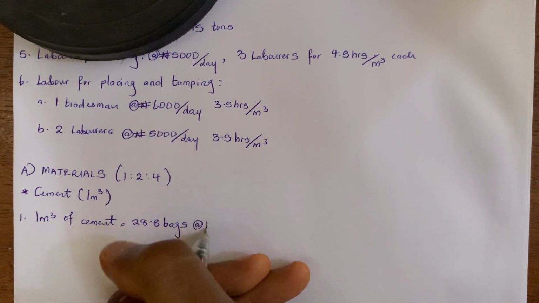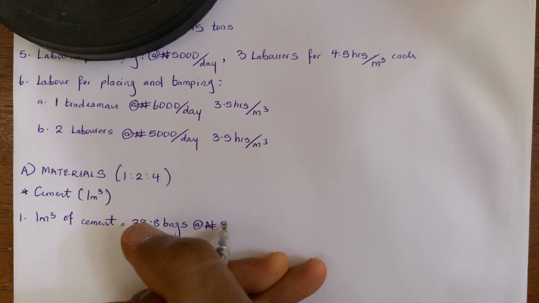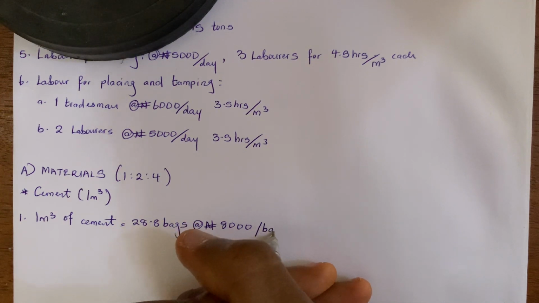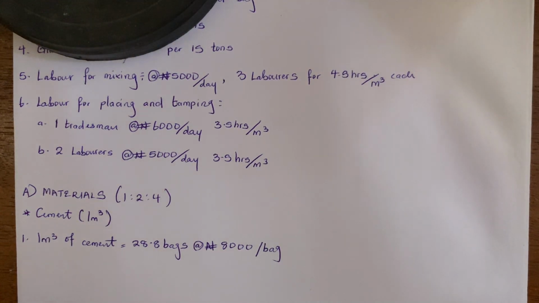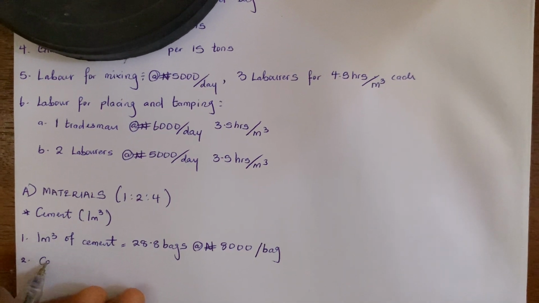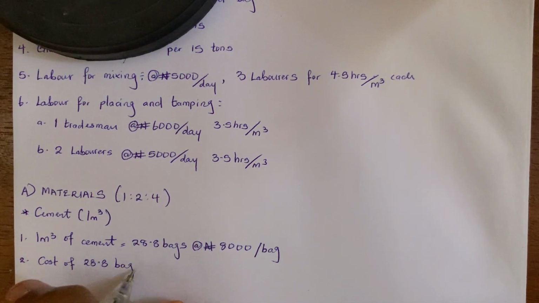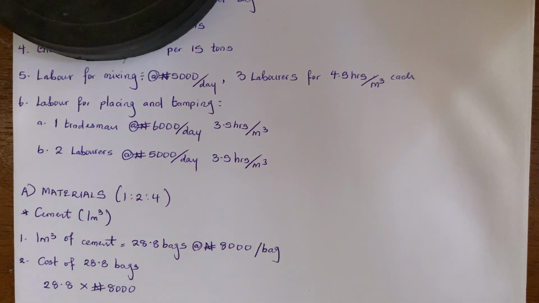At what rate? 8,000 naira per bag. Therefore, the cost for 28.8 bags will now become what? 28.8 multiplied by the cost for 1 bag, which is 8,000 naira, and that is going to give me 230,400.